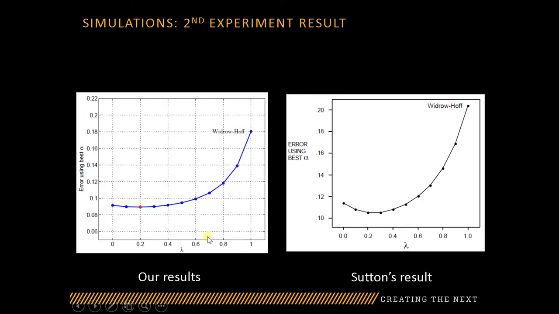This is the last figure, and again it is consistent with figure 5 in Sutton's paper. We see a convex function relationship between lambda and RMS value. The TD lambda algorithm achieves the best RMS at 0.2, whereas the best performance was achieved in Sutton's paper at 0.3.